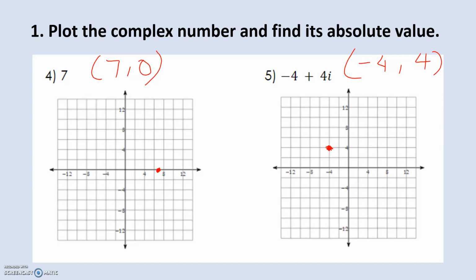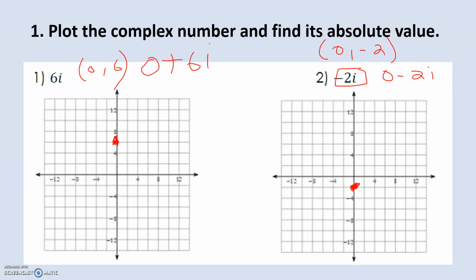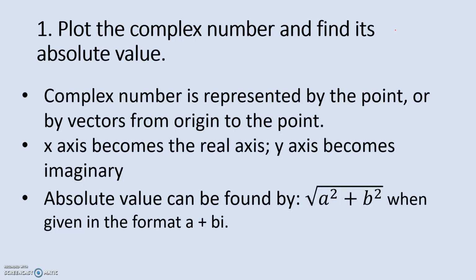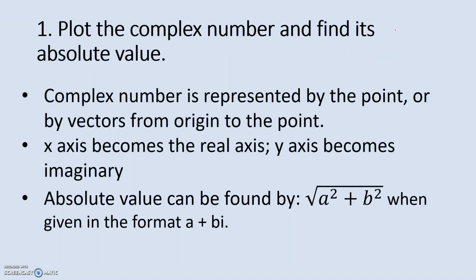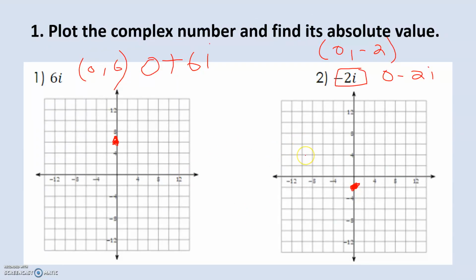But we're not done, because we also have to find the absolute value. I purposely left that part out because I really wanted to do them all together. So remember that absolute value can be found by the formula square root of a squared plus b squared when the equation is in the format a plus bi.